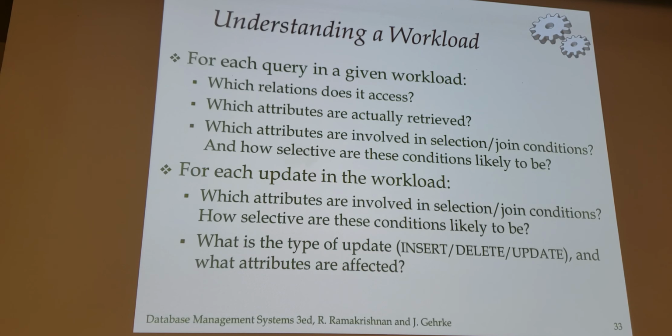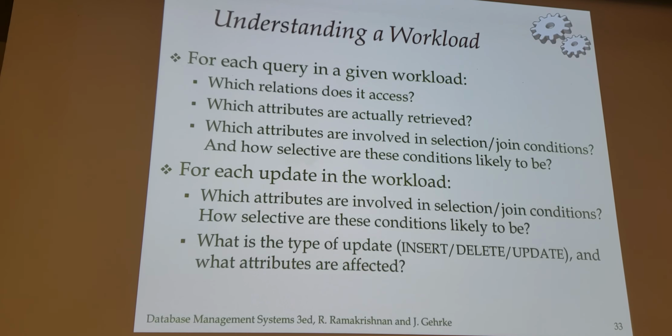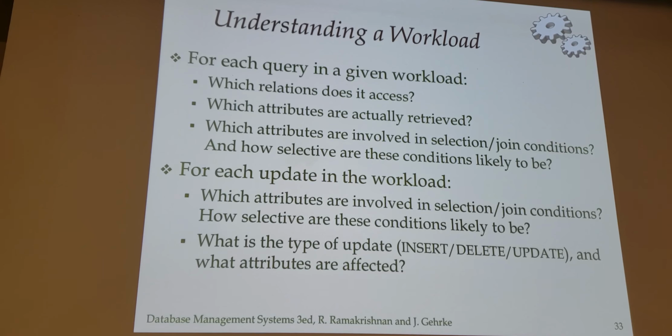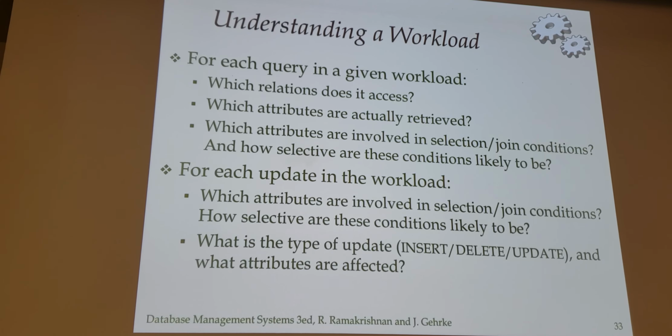You have to figure out what gets updated, what gets deleted, what gets inserted, how selective the conditions are, and what attributes are affected. Remember, with an update, you don't have to update all the indexes, just the indexes that involve the updated attributes. If I change somebody's name, an index on age and salary doesn't get affected. Just the indexes on the attributes that are changed. So index selection is a really interesting thing because it's great to have indexes to help you do your queries, and it's terrible to have indexes because they have to get updated.